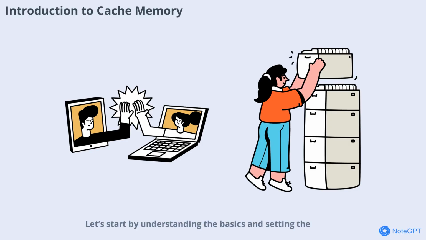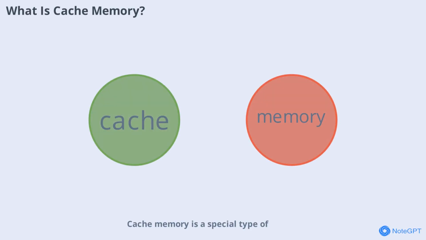Let's start by understanding the basics and setting the stage for a deeper look into this essential component. Cache memory is a special type of memory that stores frequently used data and instructions. Unlike your main RAM, cache is much faster but also much smaller. Its main job is to keep the processor supplied with the data it needs without delay.